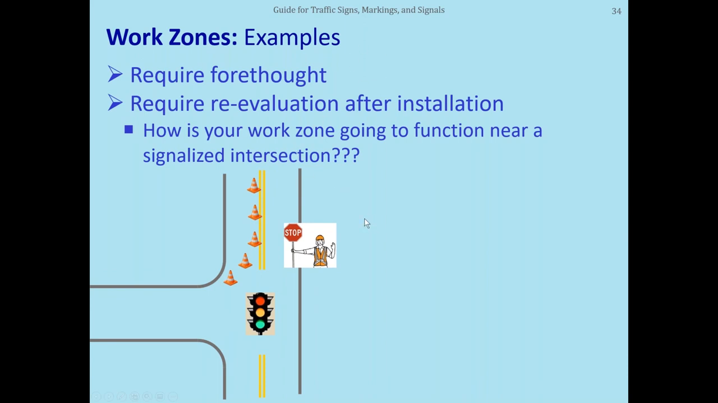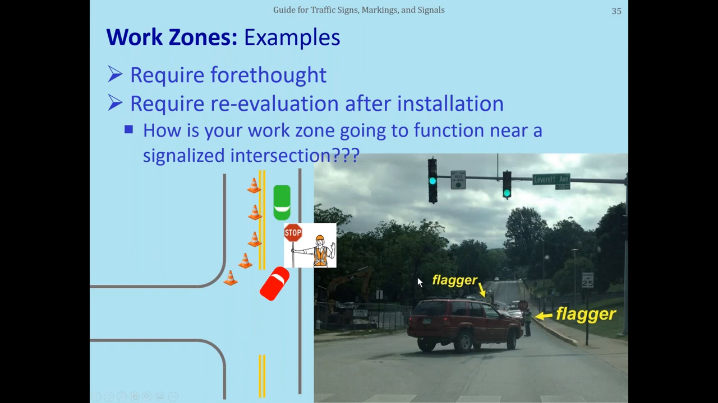How is this going to work? After you've put in an installation, you may need to study it to see if there are some unforeseen consequences. You've got a flagger, one lane closed, so the other direction has to operate one way at a time and alternate between who gets to go and who has to stop, but you've got a signal at the intersection. Well, here's what really happened in that situation. You ended up with traffic in opposing directions just blocking each other, because they hadn't thought through how they were going to operate in conjunction with a signal.